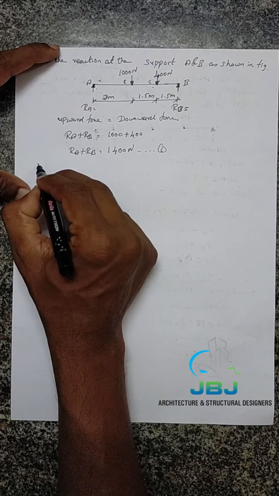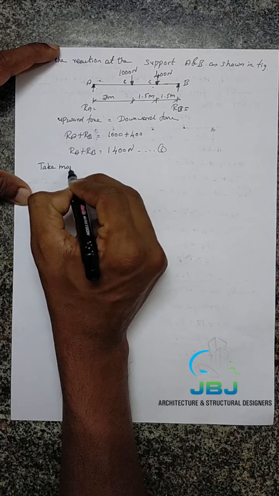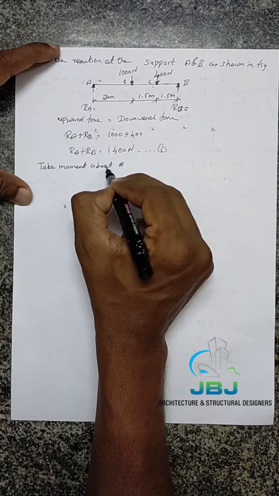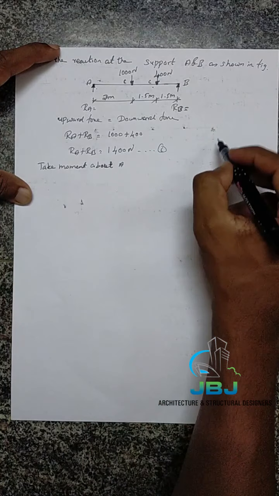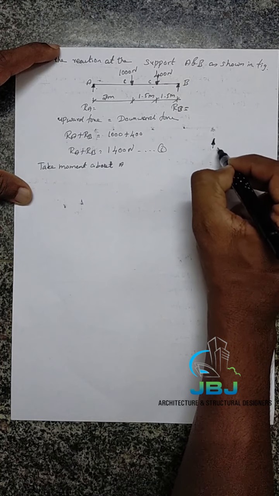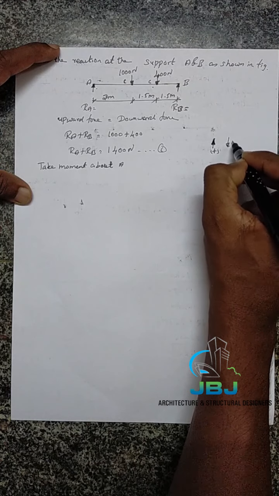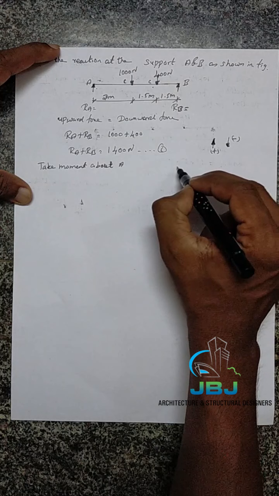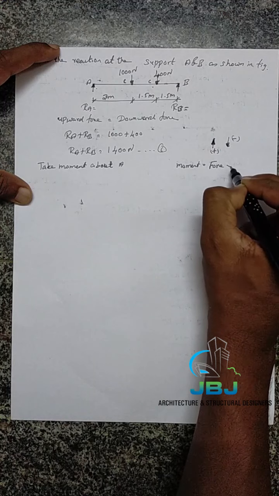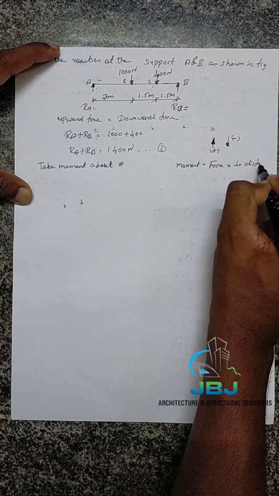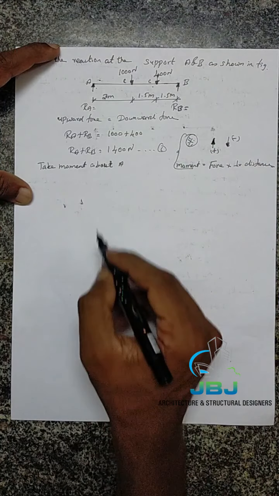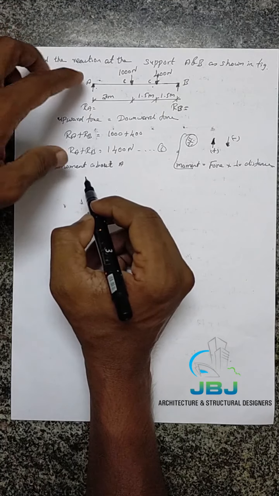Then what will you do? Take moment about A. Here two things are better to keep in our mind. First one is the sign convention. Upward force you should consider as positive. Downward force you should consider as negative. And the second thing is the moment formula: force or load into perpendicular distance. These two things are better to keep in our mind. Very important.